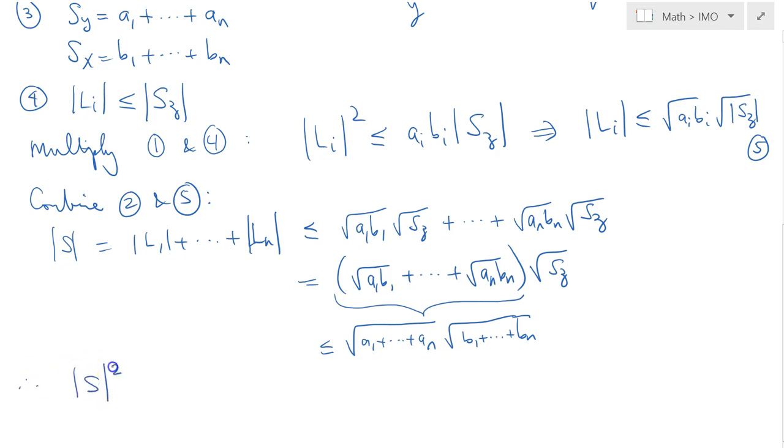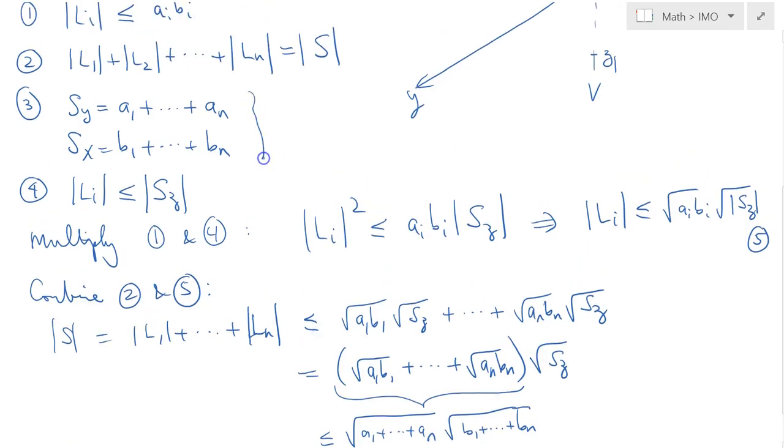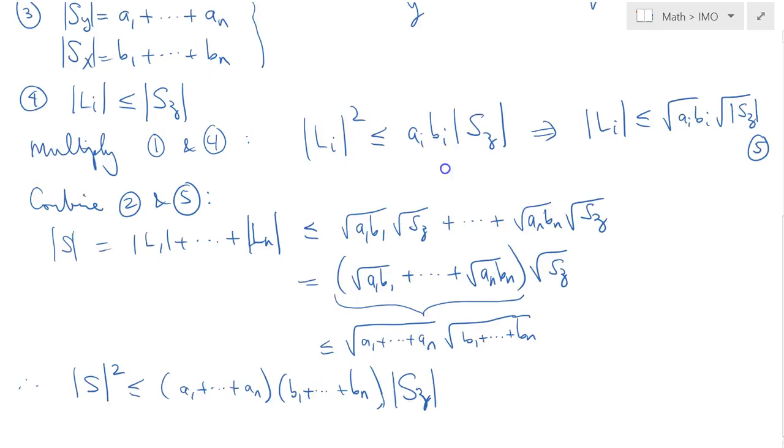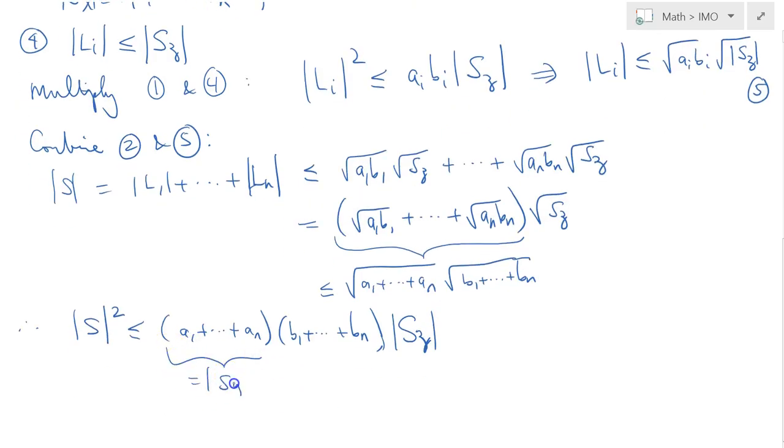So therefore S squared is less than or equal to, having squared these expressions, A1 plus up to A sub n times B1 plus up to B sub n times, we squared it, sorry, after having squared it, this is just an S sub z here. And finally, we have observed in step 3 that, sorry, I forgot the absolute value terms. So we realize that this thing is nothing but S sub y, and this thing is S sub x, giving us S sub x times S sub y times S sub z.